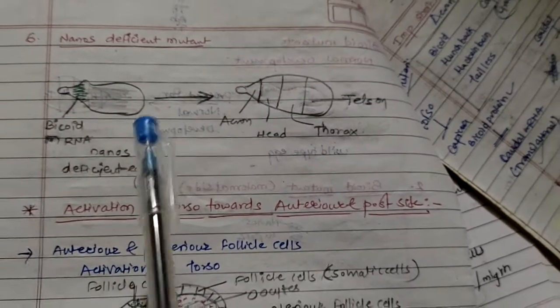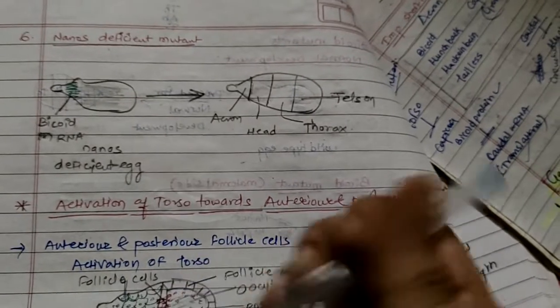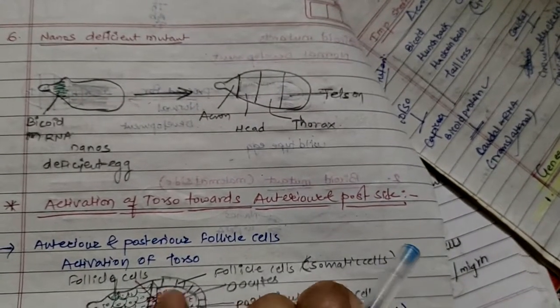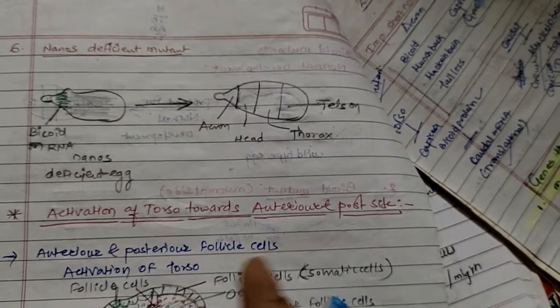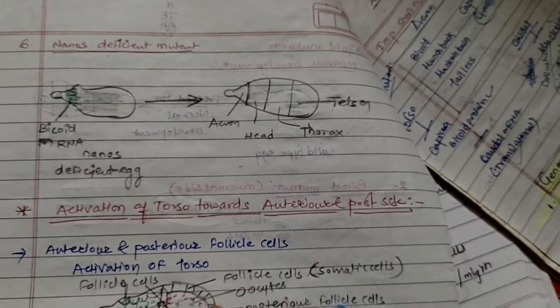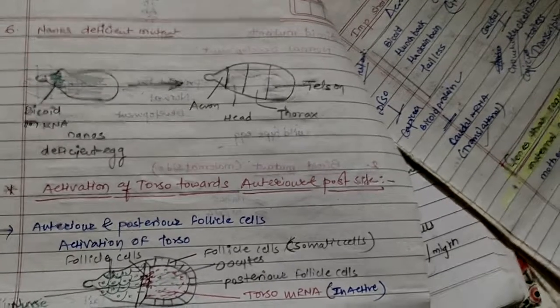Okay, so we have concluded the necessity of bicoid for anterior structure formation and the necessity of nanos for middle structure formation, or you can say abdomen formation. So these are the bicoid and nanos mutant conditions.